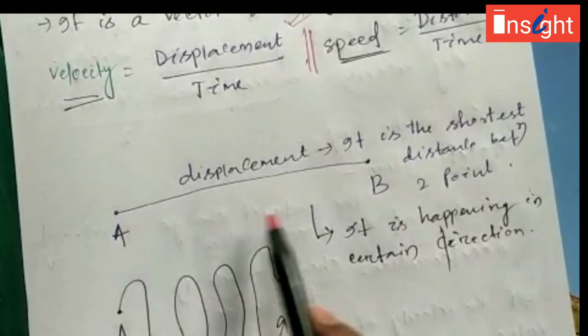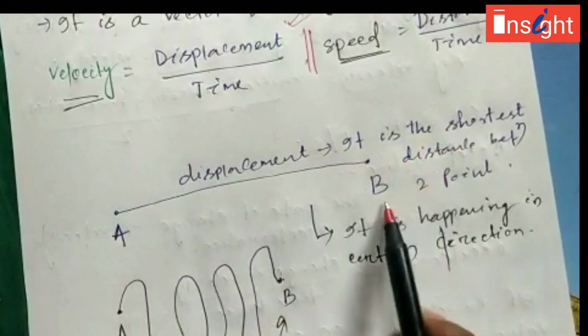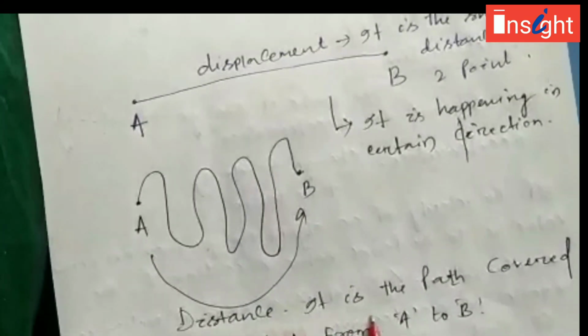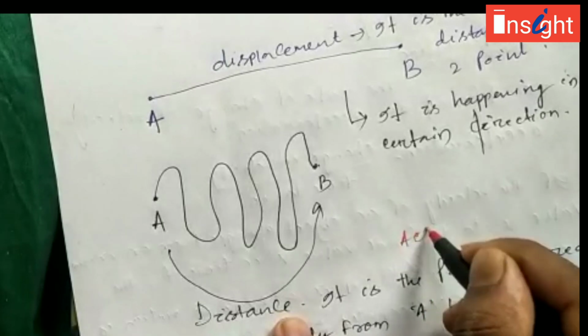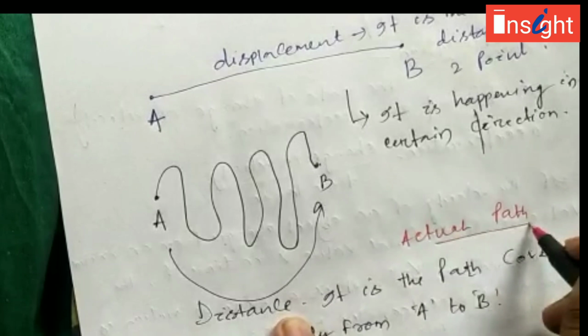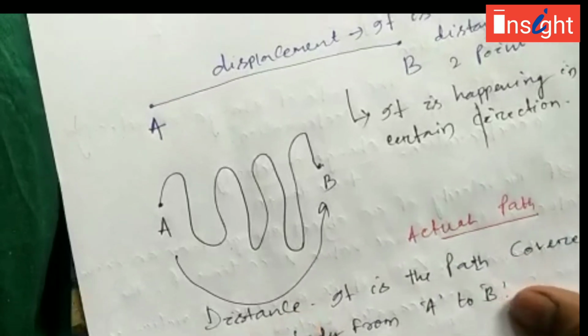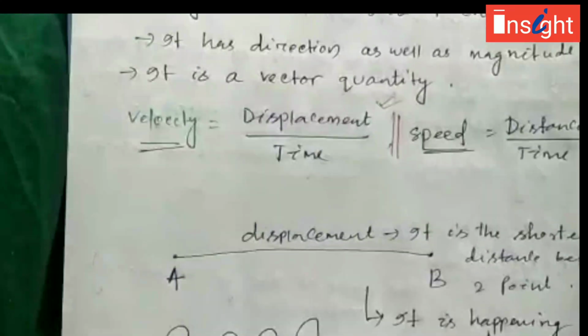Clear that between A and B the shortest distance is a straight line, and it is known as displacement. Distance is the path covered by the body from A to B, the actual path covered by the body, and displacement is only the shortest distance. Clear?